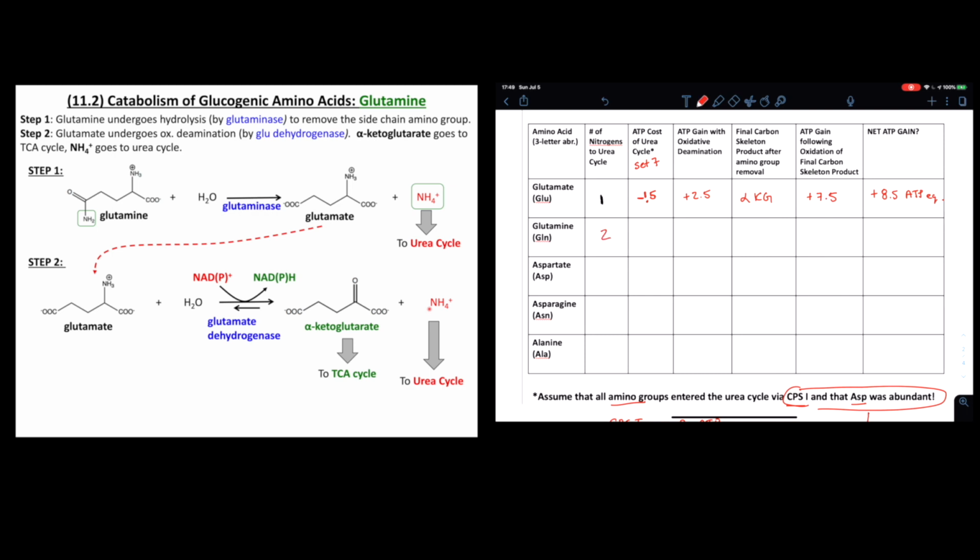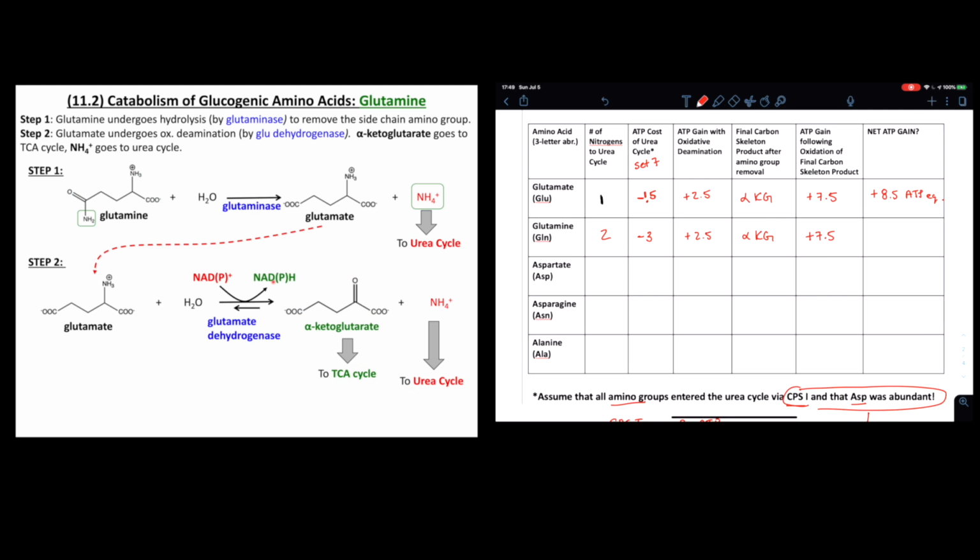Let's write this down, 2. Okay, so because there's 2 nitrogens going to the urea cycle and there's 1.5 each, so there's 1 and 2, it's going to cost us 3 ATP by sending those nitrogens to the urea cycle. We had to use an oxidative deamination step here, which is going to be plus 2.5. And the final carbon skeleton that is made, again, is going to be the same, alpha ketoglutarate.